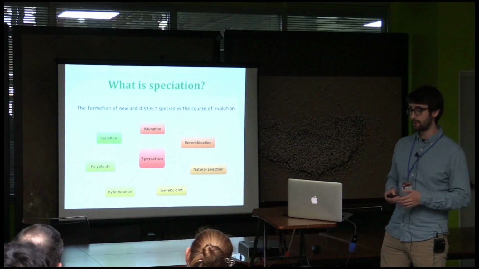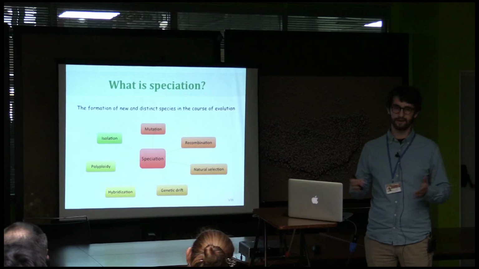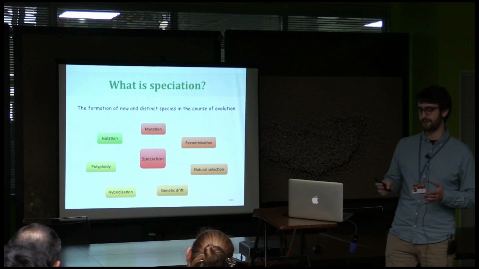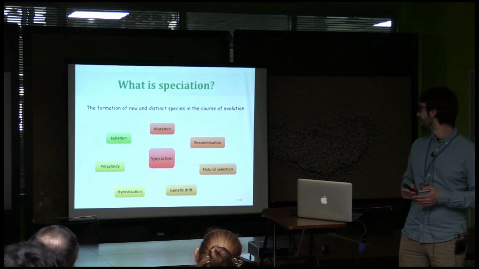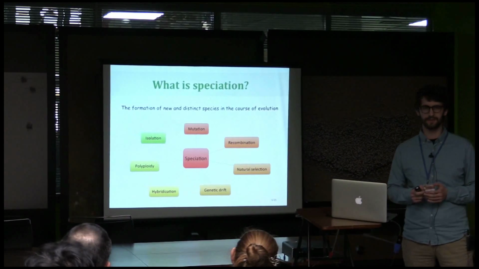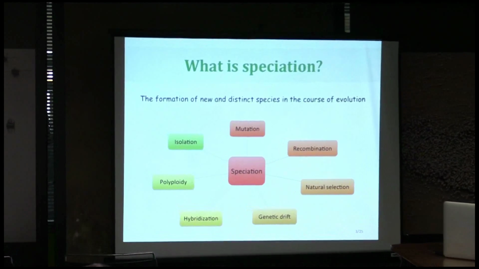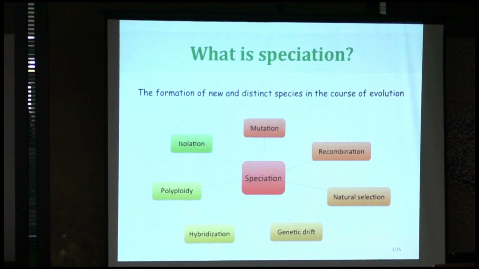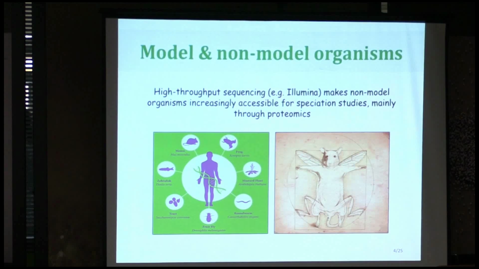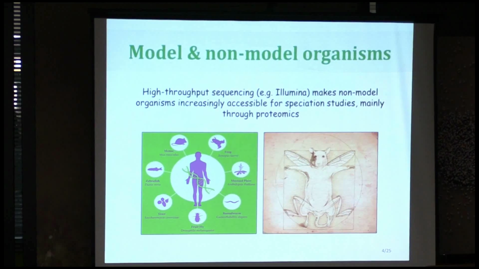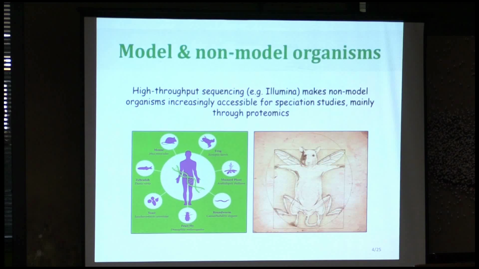So what's speciation? It could be a very complicated topic, but I'm just going to say that it's the formation of a new and distinct species in the course of evolution. And these are some of the mechanisms. I'm not sure if there are more, but I think these are the main ones that can produce speciation in natural populations.